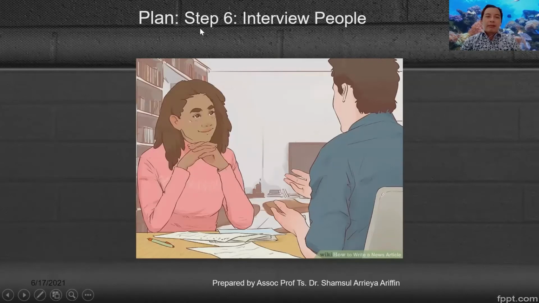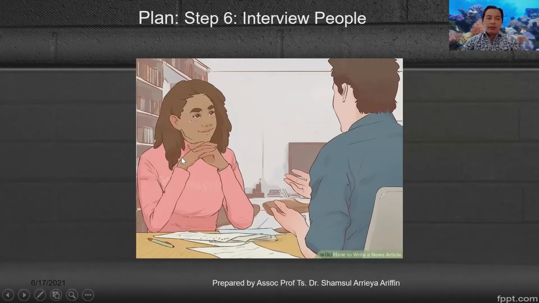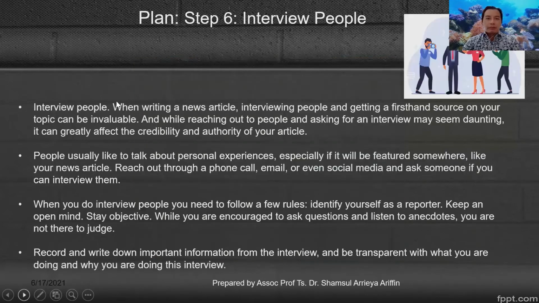So step 6 in planning is to interview people, right? You get their perspective on what the current situation is and how they deal with it. They will tell you more, what their opinions are and what their hopes are for these issues to be solved. That can only happen if you interview the particular people, or the person.